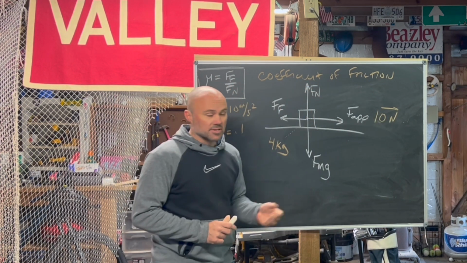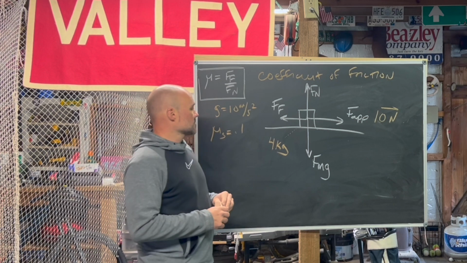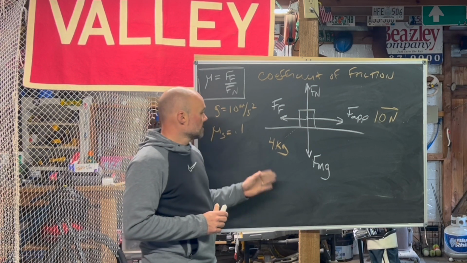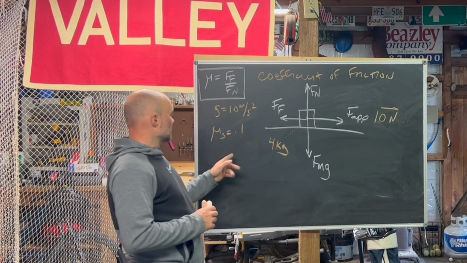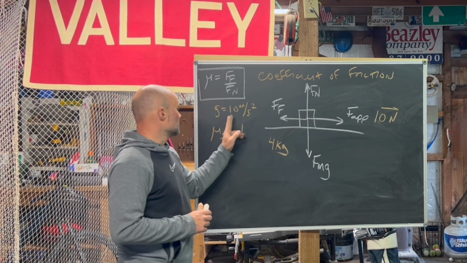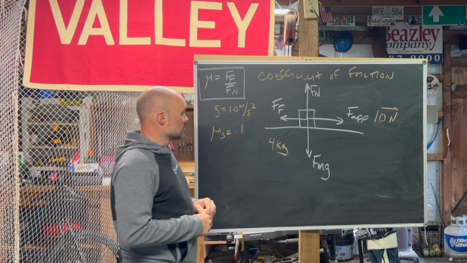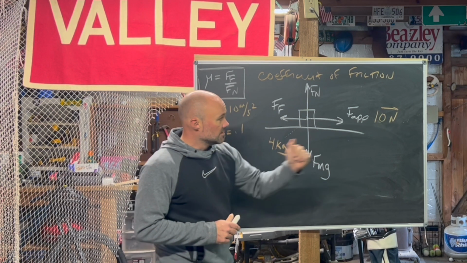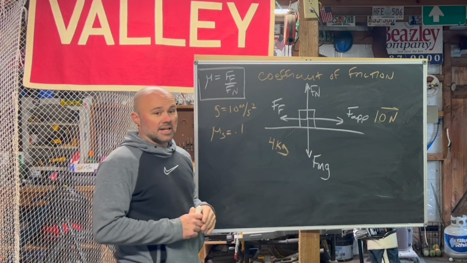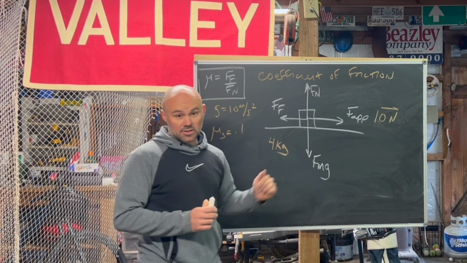So you'll often get a question like this where you have a basic free body diagram. So here is a 4-kilogram box on the surface of the Earth. We're given the coefficient of friction, and it says we're going to use 10 meters per second squared for g. We know there's a force applied of 10 newtons in that direction. And the question might ask you to calculate the acceleration of the box.